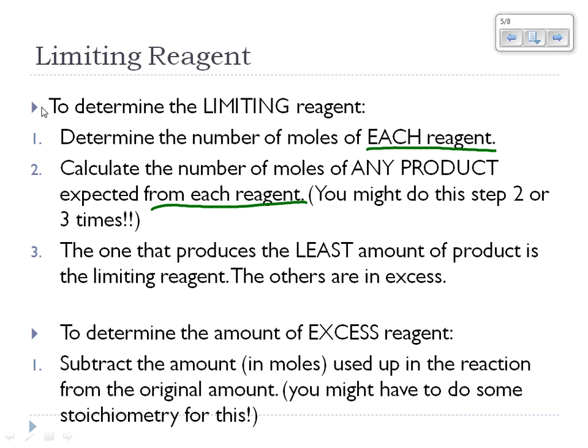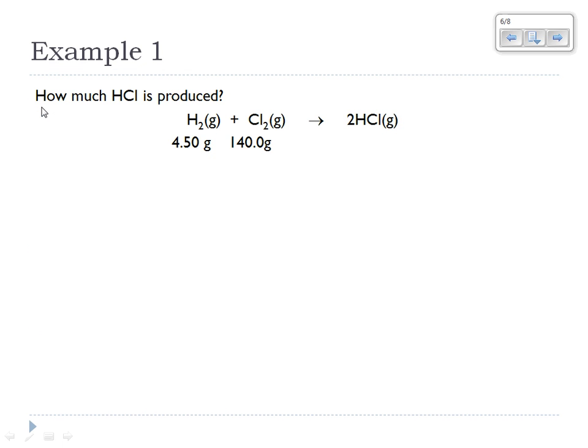All right, well, let's go and do an example then. So, how much HCl is produced? Before we get started on this question, I would want you to realize that in this case, I'm giving you 4.50 grams of hydrogen and 140 grams of chlorine gas. I'm giving you data for 2 different reactants.